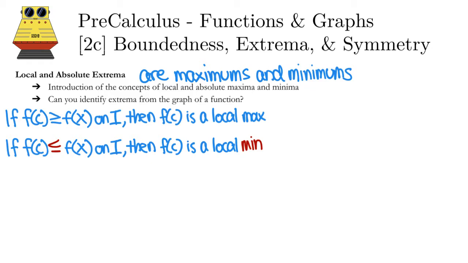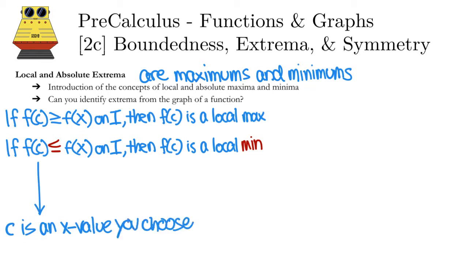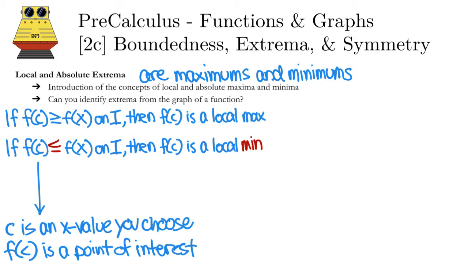Okay, a few points of clarification. C is an x value that you choose based on the function, because f of c is a point of interest on the graph. While there might be a really low point on the graph, there might be some other low points as well that aren't as low as the lowest point, and that's what's called a local minimum. It's just where something interesting happens. The curve goes up and then comes down, or down and then comes up.